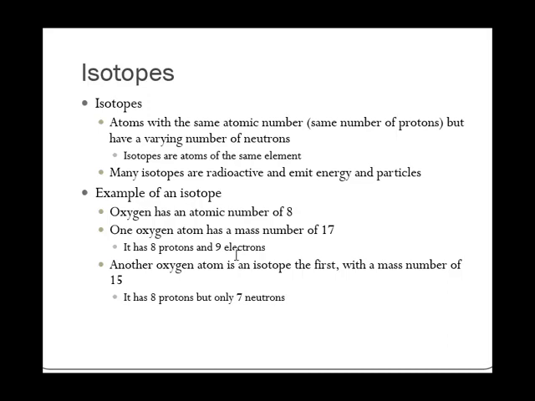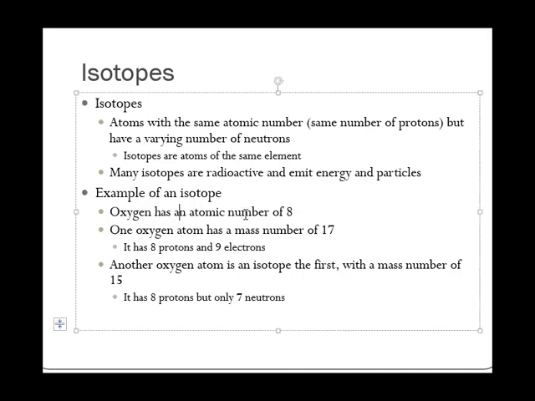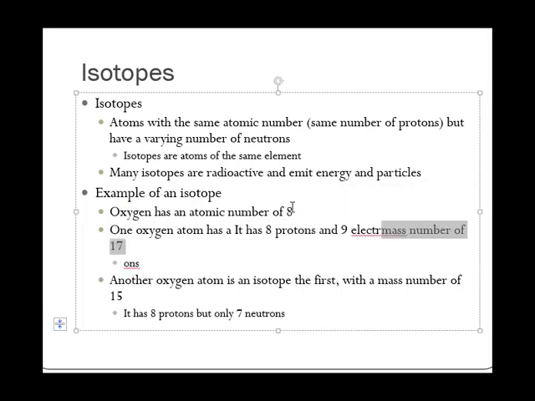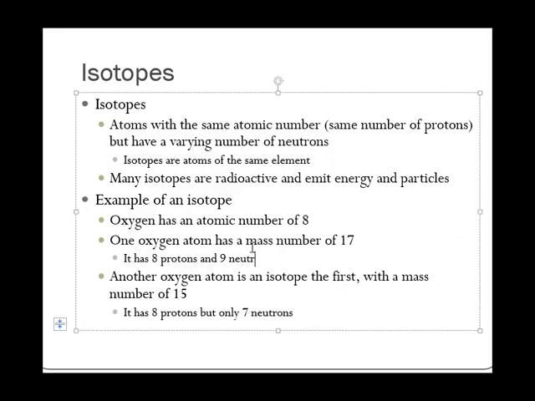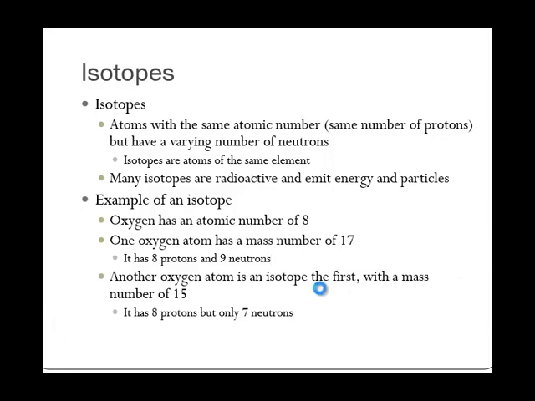An example of an isotope would be if oxygen always has an atomic number of 8, which means it always has 8 protons. One oxygen might have a mass number of 17. Since they always have 8 protons, that would mean 9 neutrons, not electrons. I'm sorry, this is a mistake. I'm going to change it over here. Okay, so it means it would have 9 neutrons.